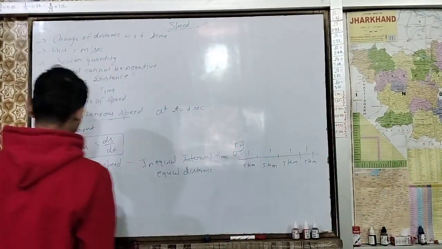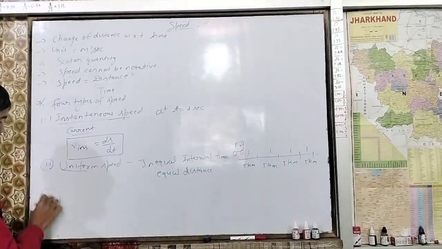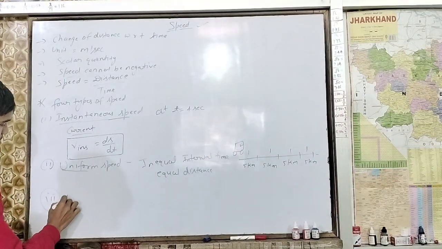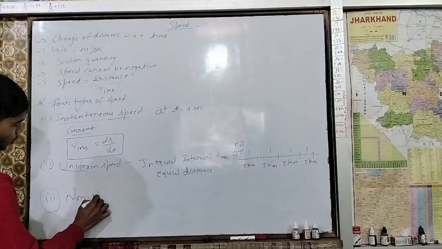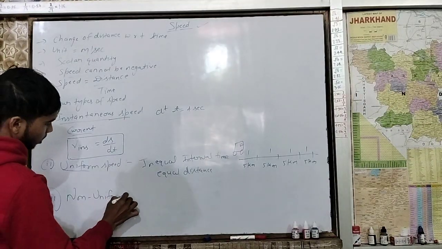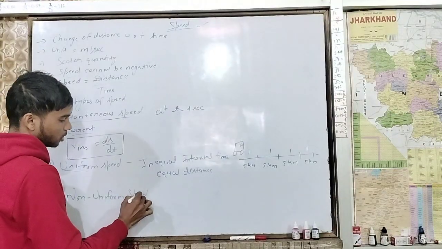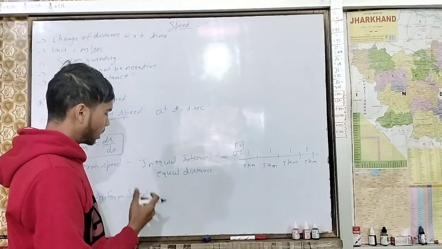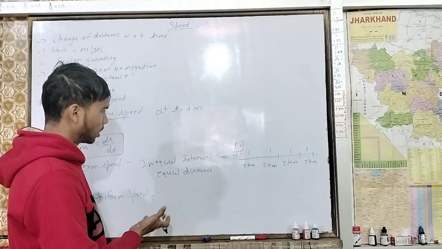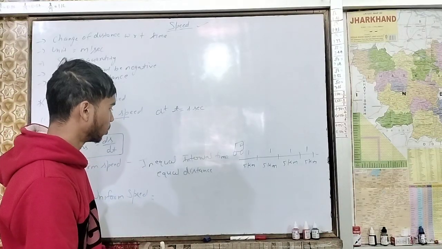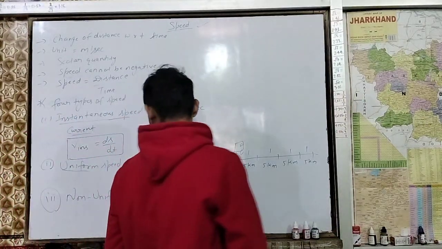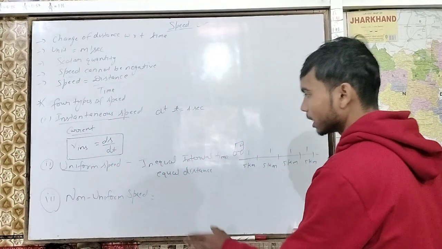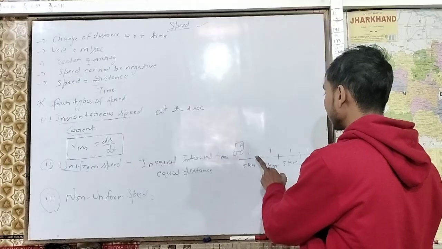When it comes to non-uniform speed, it is the opposite of it. The definition of non-uniform speed is just the opposite. If the time interval is changing or the equal distance is changing, we will define that kind of speed as a non-uniform speed. For example, time is the same.